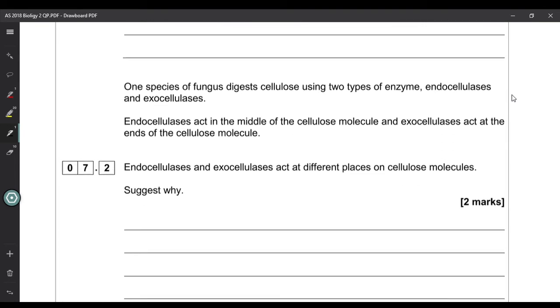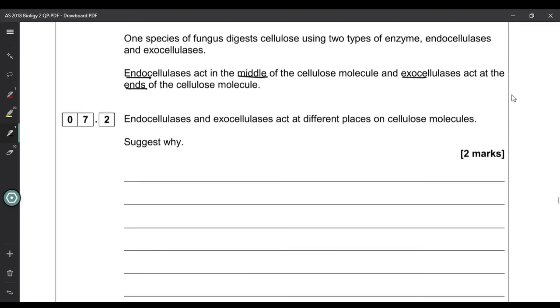So part 2 says one species of fungus digests cellulose using two types of enzymes, endocellulases and exocellulases. Endocellulases act in the middle of the cellulose molecule, and exocellulases act at the ends. Endocellulases and exocellulases act at different parts of cellulose molecules, suggest why.